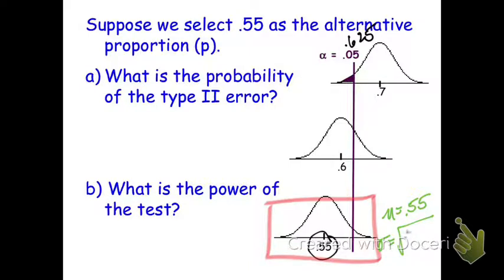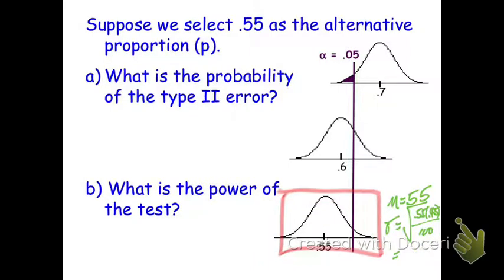Standard deviation is what? Square root of 0.55 times 0.45 divided by 100. Not always 100, just in this example. What's p? 0.55. So it's 0.55 times 0.45 divided by 100. Somebody do that on the calculator and tell me what you get. You get 0.0497.